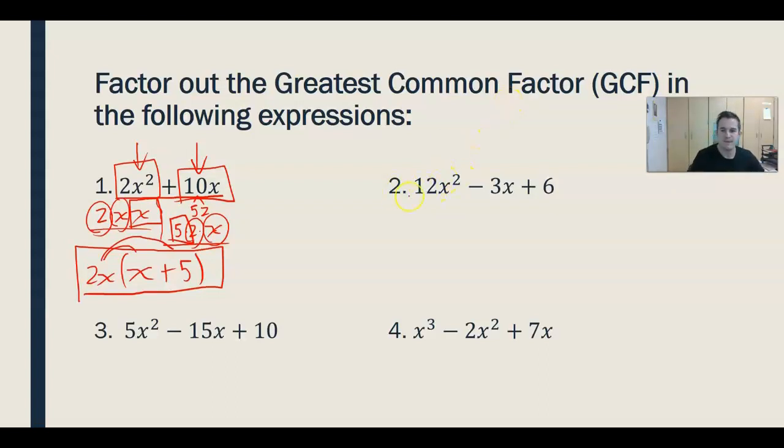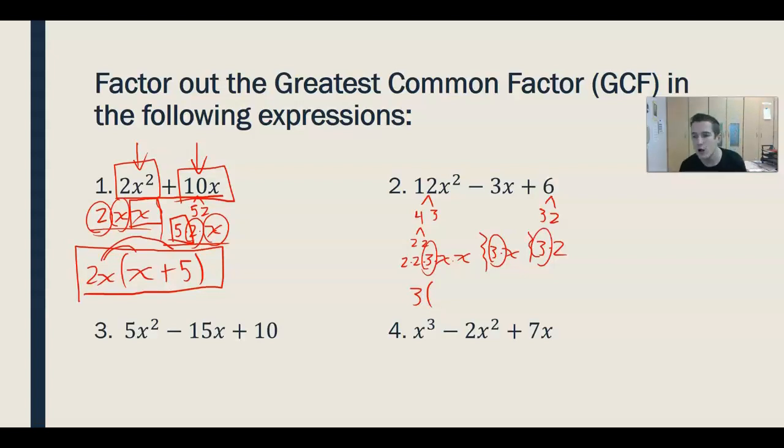Let's do it again. So 12 I'm going to break down into 4 and 3, and then 2 and 2. 3 can't be broken down anymore. 6 I'm going to break down into 3 and 2. So I have 2 times 2 times 3 times x squared, that's my first term. Then I'm going to have a 3 and an x. I'm going to take care of this minus sign in a minute. And then I have a 3 and a 2. So what do I have in common in all of these terms? 3, 3, 3. That's it. So I can take a greatest common factor of 3 out of all of those terms.